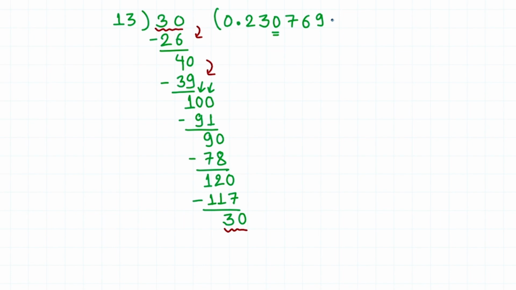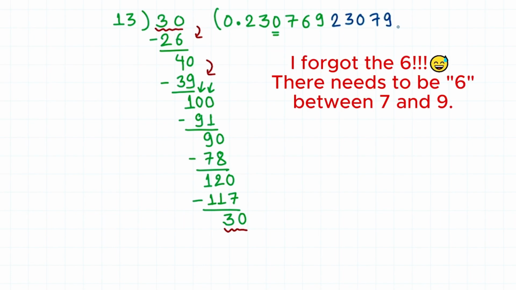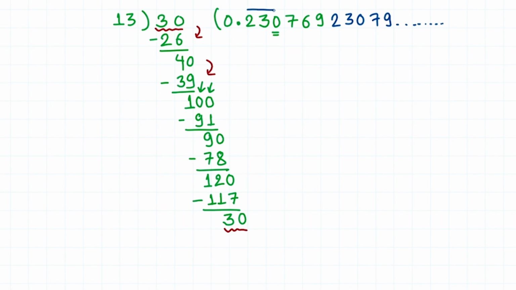And you'll be getting again 23079, and then again 23079, right? So it's going to repeat again and again. And whenever that happens, whenever we have a recurring decimal expansion, like I said before, we just put a bar above these repeating string of numbers, and that's our answer, okay?